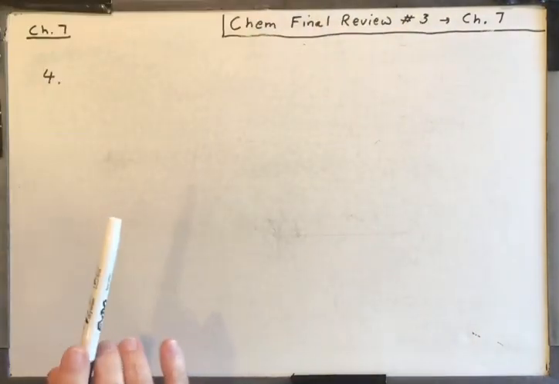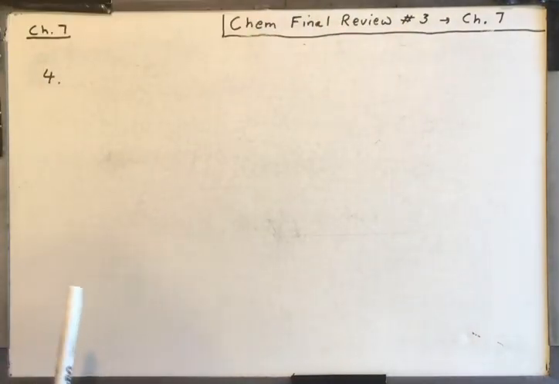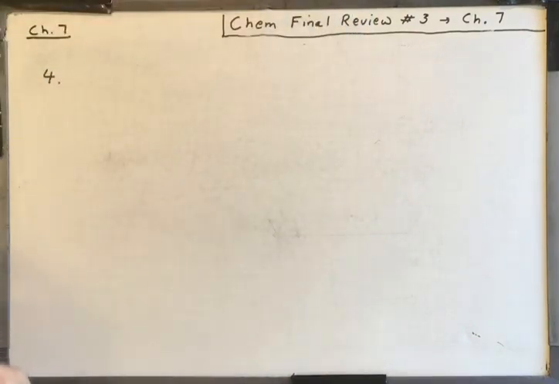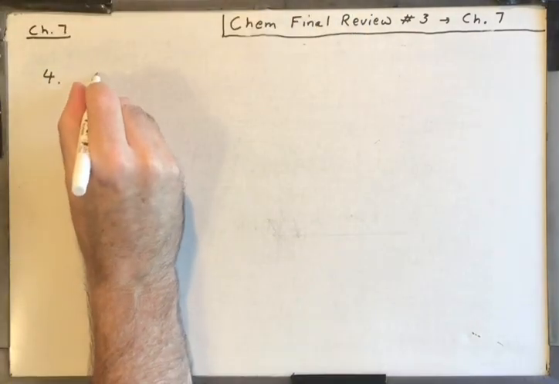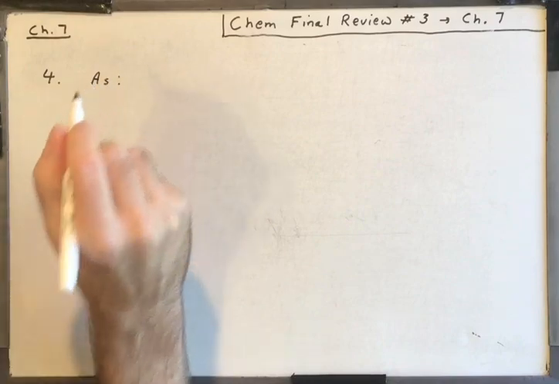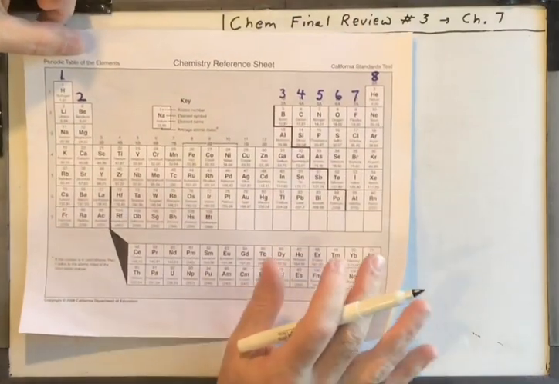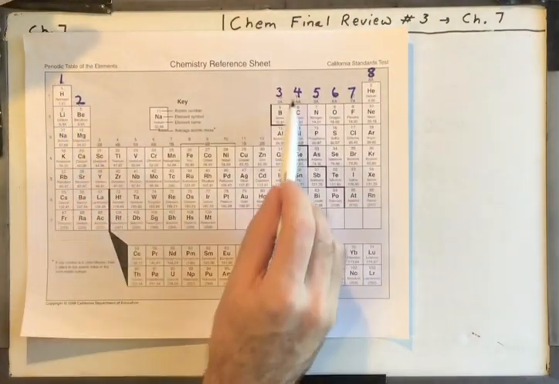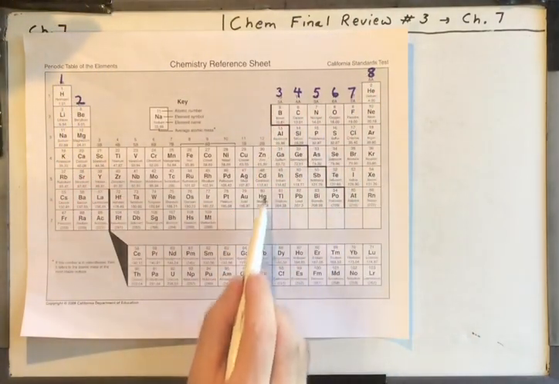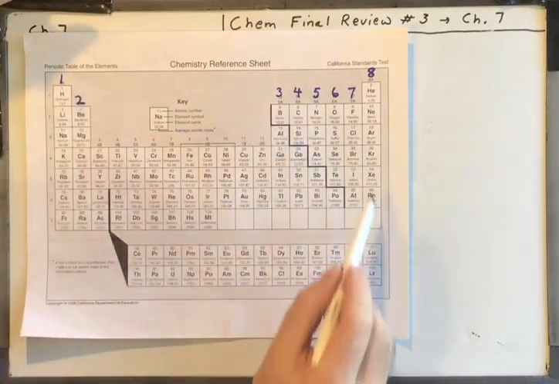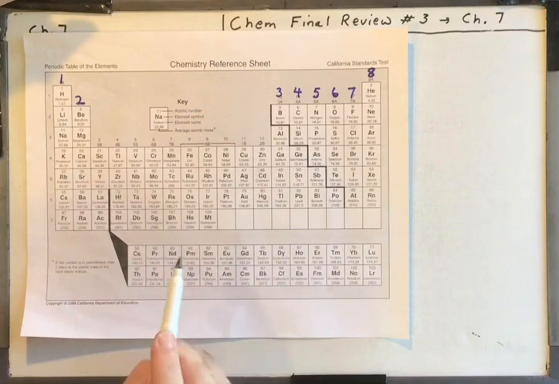Okay, so number 4 says the full electron configuration of arsenic. All right, well, full means we have to go the entire way. So you'll be given a periodic table like this. It won't be labeled with the blue. So you'll have to know that this is S block, and that this is S block, this is P block, this is D block.